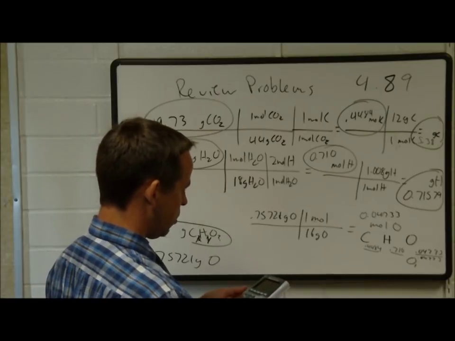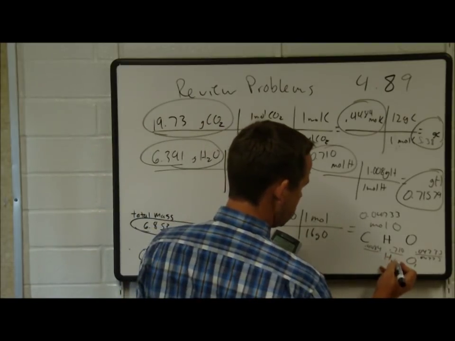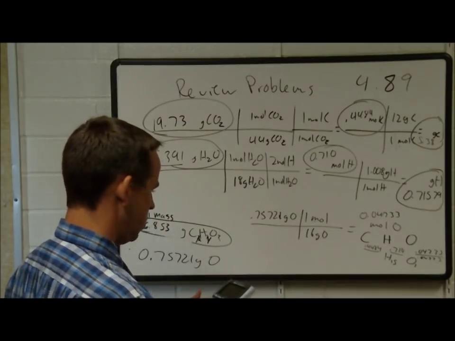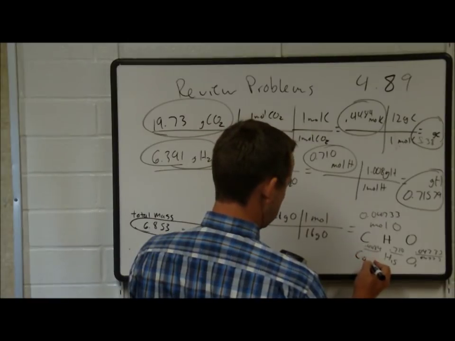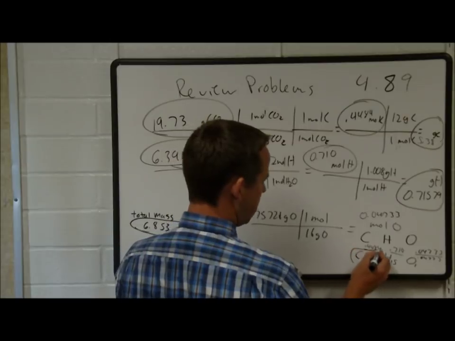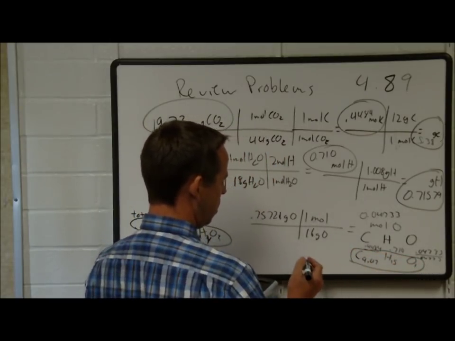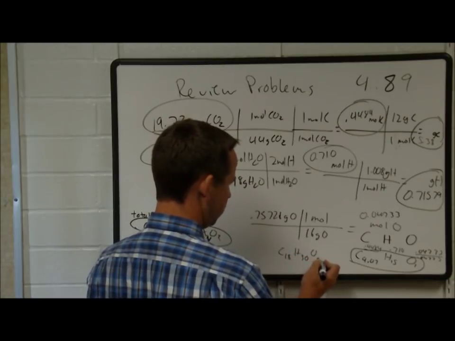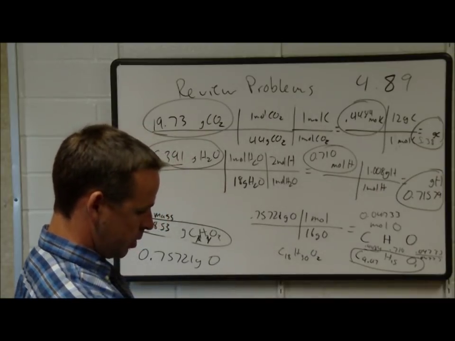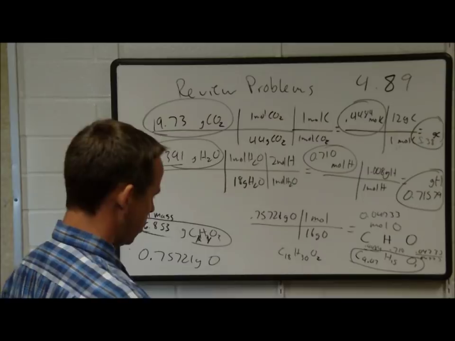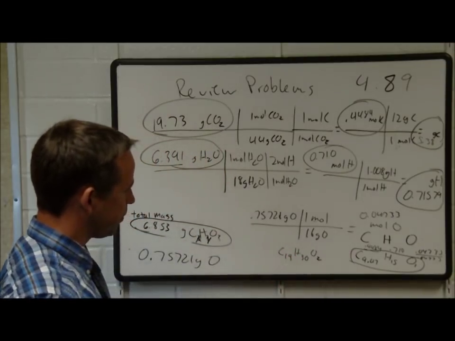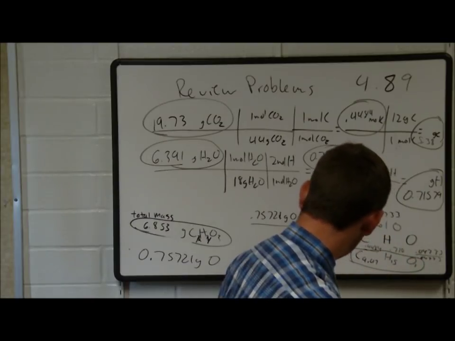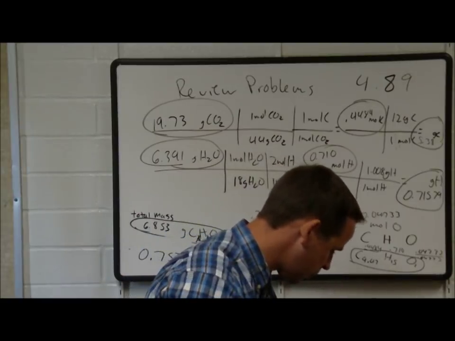0.710 divided by 0.04733, and that says that there's 15 hydrogen. 0.4484 divided by 0.04733, and that tells us there's 9.5 carbon, or 9.47 carbons. So now we have a formula of C9.47H15O1. Looks like we have to multiply that by 2 to get C18H30O2, because 9.47 isn't a whole number. Oh, sorry, not C18, C19. H30O2. So let's see if that's it. 489, C19H30O2. That's it.